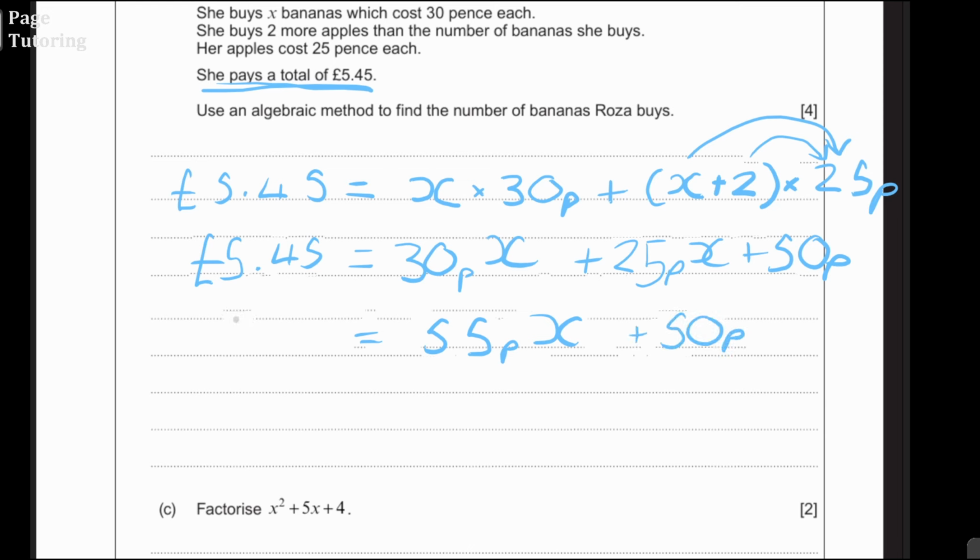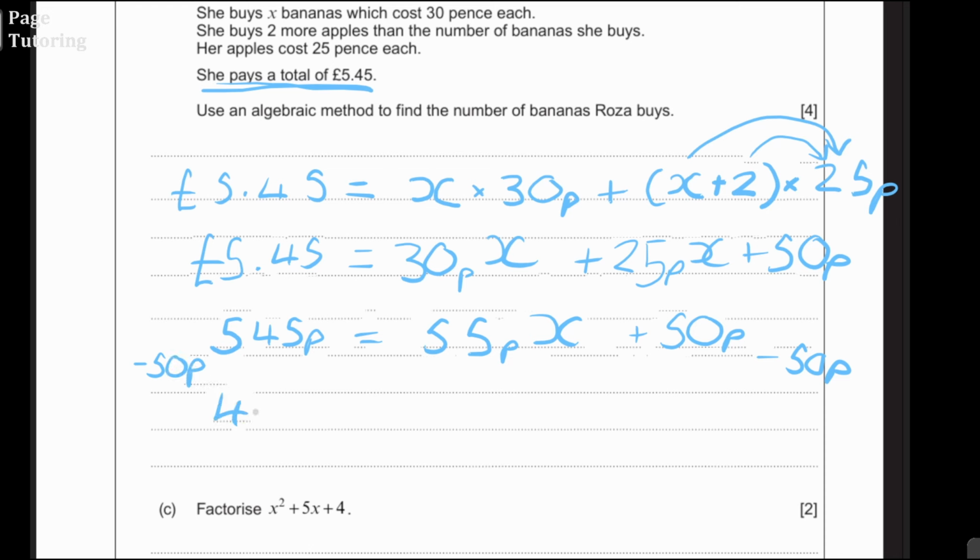Now at this point, we could convert all of these pence amounts, 55p and 50p, into pounds. But because I've only got one number in pounds and the other two are in pence, I'm actually going to convert the pounds to pence instead. So this time I'm going to write this as 545 pence, since we know there's 100 pence in a pound. Okay, this is looking nice and easy now. We just want to get x on one side, so let's get rid of the 50p. We're going to take away 50p from both sides to keep it equal.